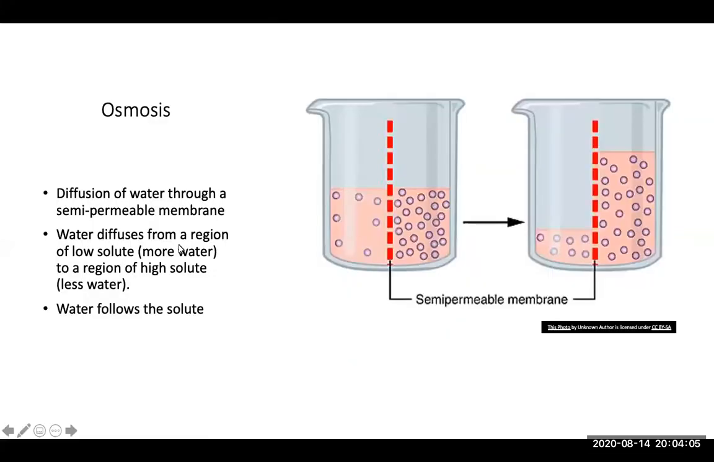Here's osmosis showing water moving through a semipermeable membrane. So here's a beaker with water levels equal on both sides, but you can see there's a greater concentration of solute particles on the right side of the membrane. The solute particles are too big to go through the membrane, but water is, so water will travel by simple passive transport through the membrane to an area of higher solute concentration to try to get an equilibrium concentration on both sides of the membrane.